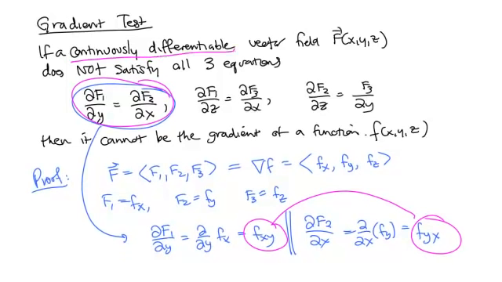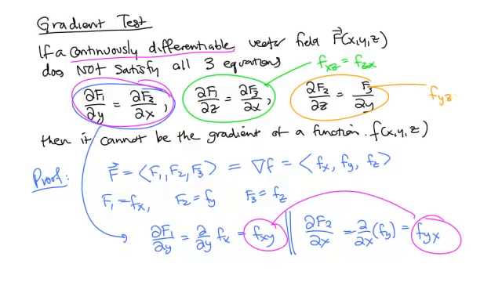And so each one of these other equations is a similar statement. This boils down to the statement that fxz is equal to fzx. And this is just the statement that fyz is equal to fzy. So the gradient test is just restating the theorem of the equality of mixed partials, what was called Clairaut's theorem.